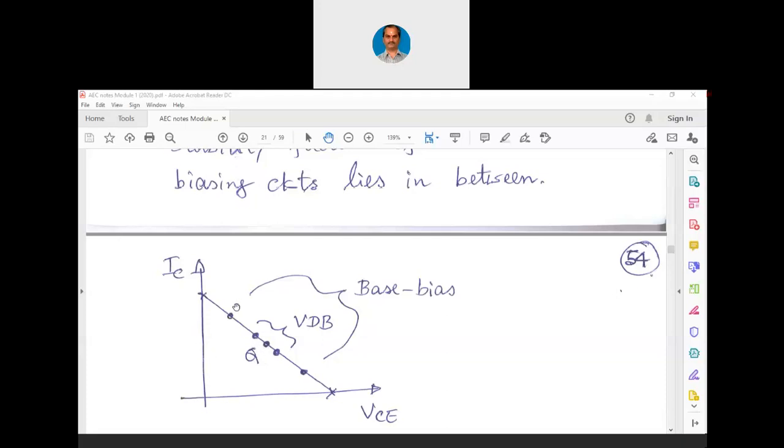Now you can see in this diagram, the base bias Q point can shift towards saturation or towards cutoff in a large manner, whereas that of VDB is changing much lesser. So the Q point of the self bias can be somewhere in between. I have not mentioned it here, but I have mentioned already to you that all other biasing circuits will have the stability factor which is in between VDB and base bias. So base bias is the completely unstable or highly unstable circuitry, whereas VDB is the most stable circuitry. That is what this particular picture indicates.